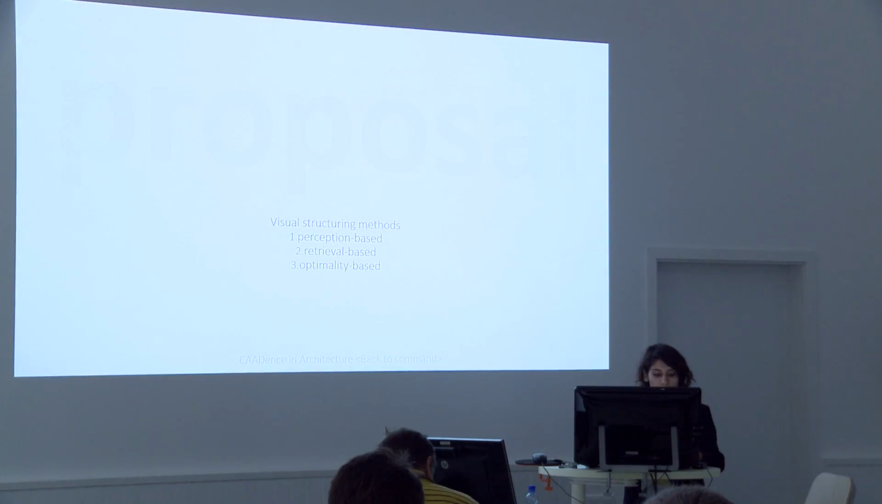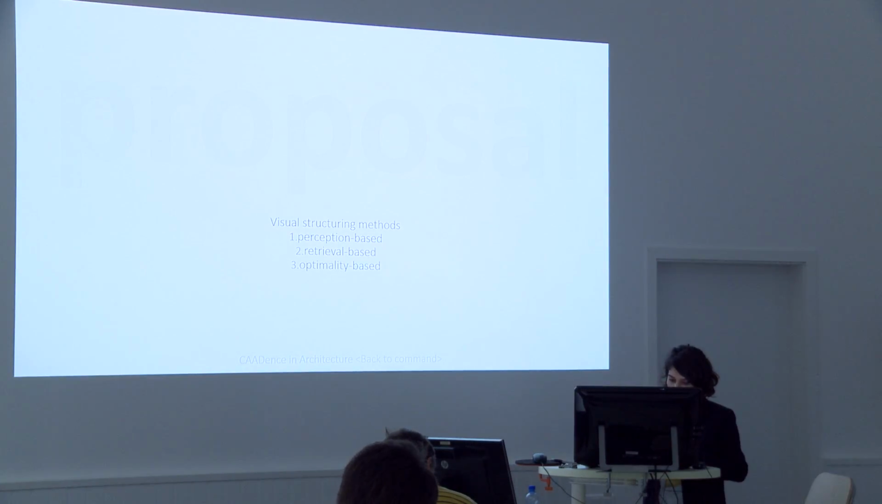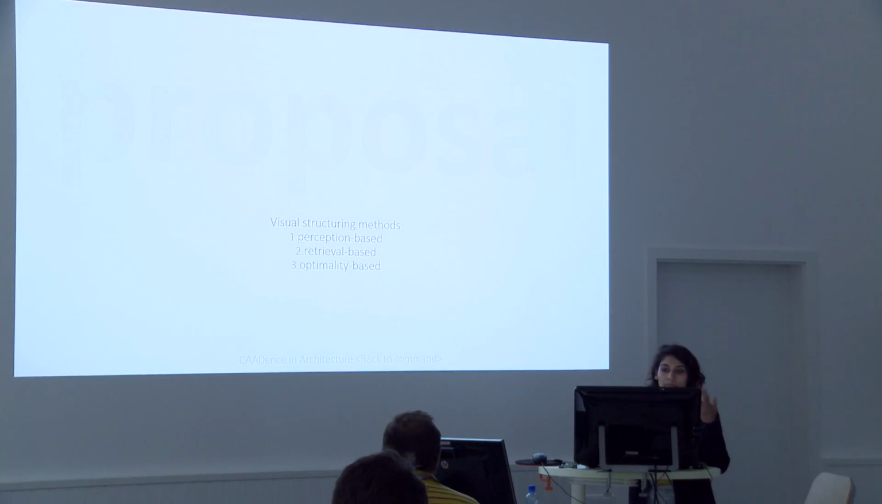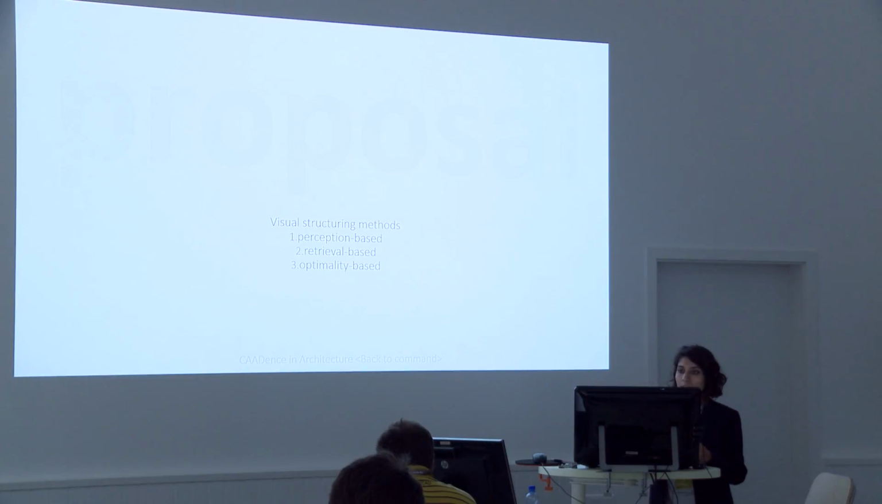Particularly, we are concentrating on genetic algorithms, the evolutionary generative systems. So, according to this visual structuring strategy, we're proposing 3 methods. The first one is perception-based, second one is retrieval-based, third one is optimality-based. Beforehand, I would like to say that besides those methods, it is possible to approach this problem from several points of view. So we can add many more visual structuring methods, many more visualizing methods to these propositions. But within the scope of this paper, we're going to discuss these 3 methods.